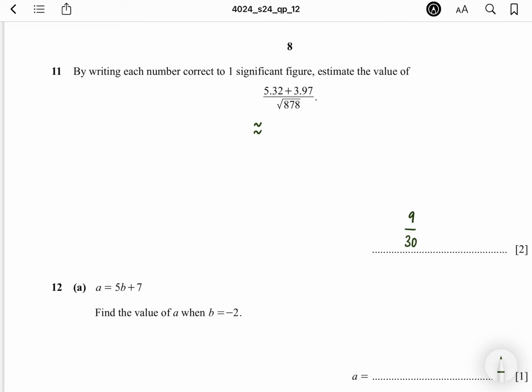Common question, almost every year this comes out. Almost every time when this question comes out in your exam paper, same thing happens. Not reading the first part of the sentence where it says by writing each number correct to one significant figure. It does not say the final answer needs to be in one significant figure. So that means that's 5 and that's 4. And this one is 900. And square root of 900 is not 300.